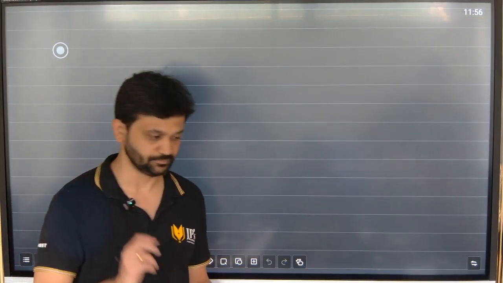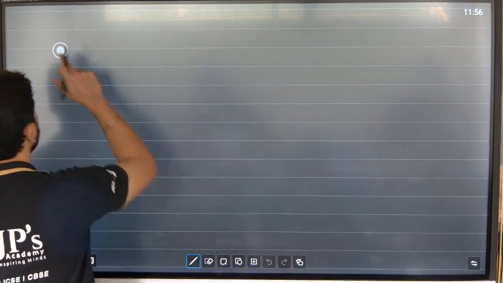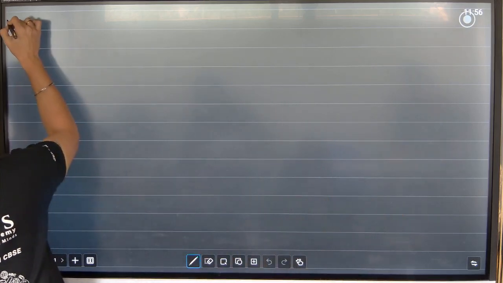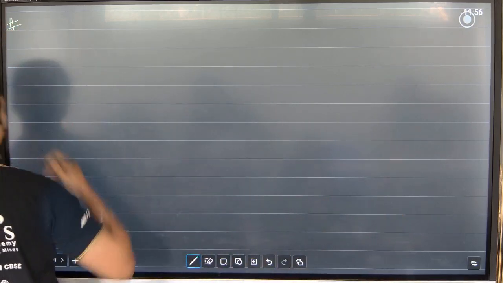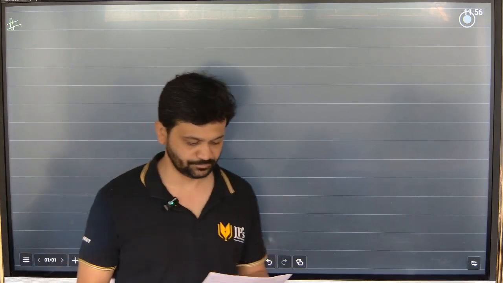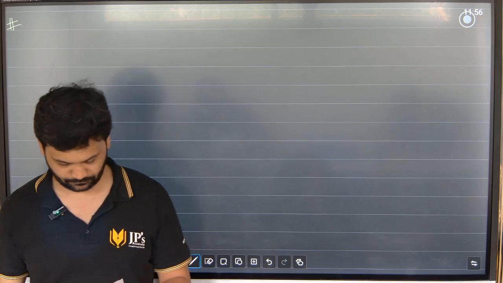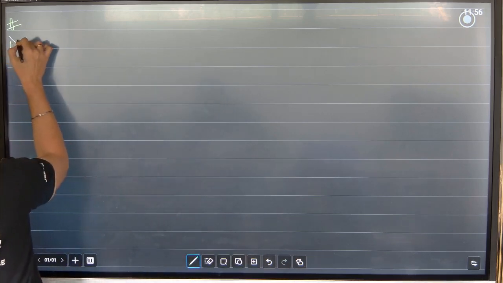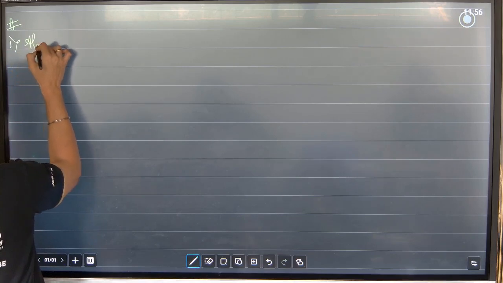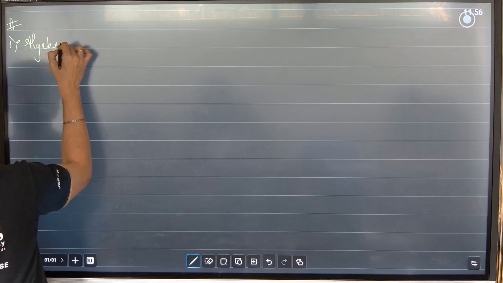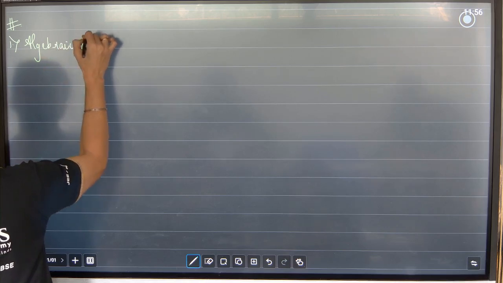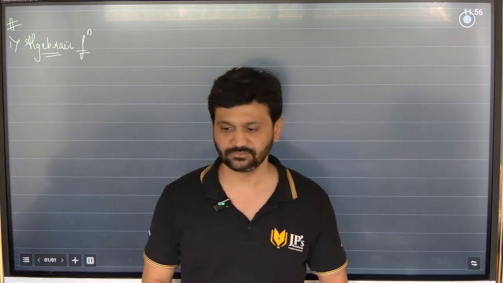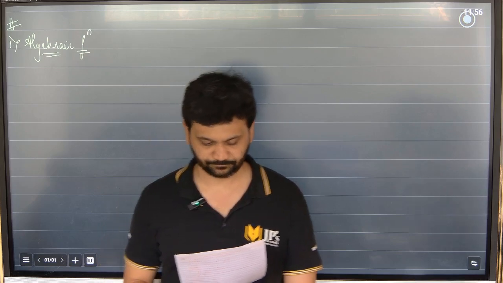Various types of functions. First part, algebraic functions.